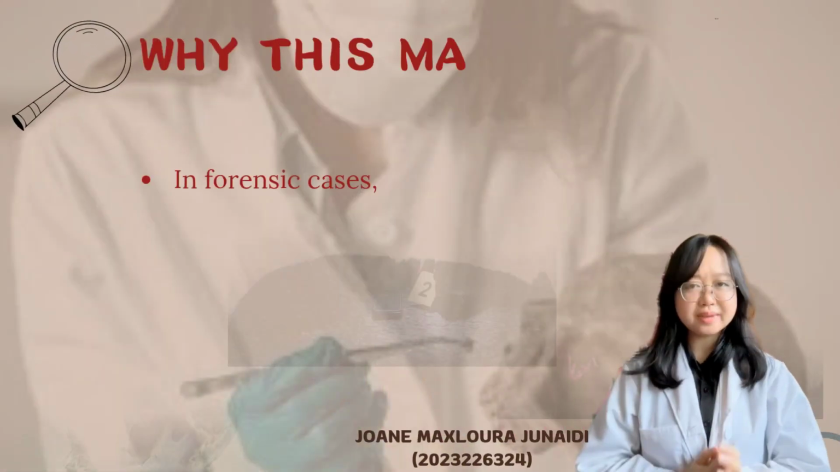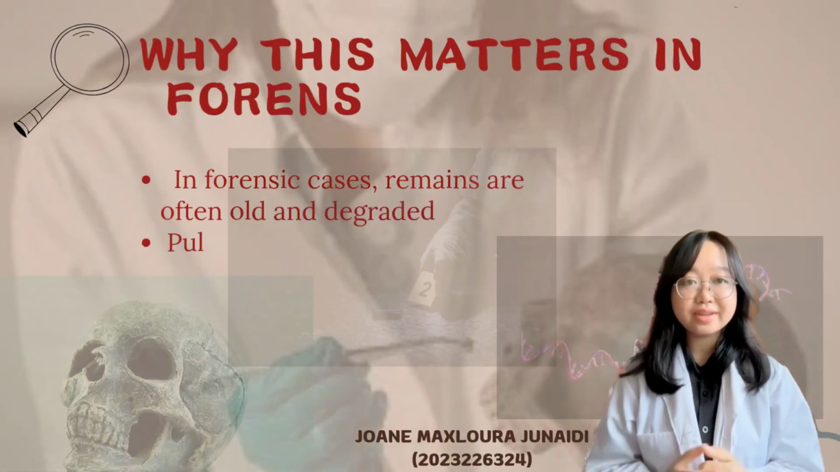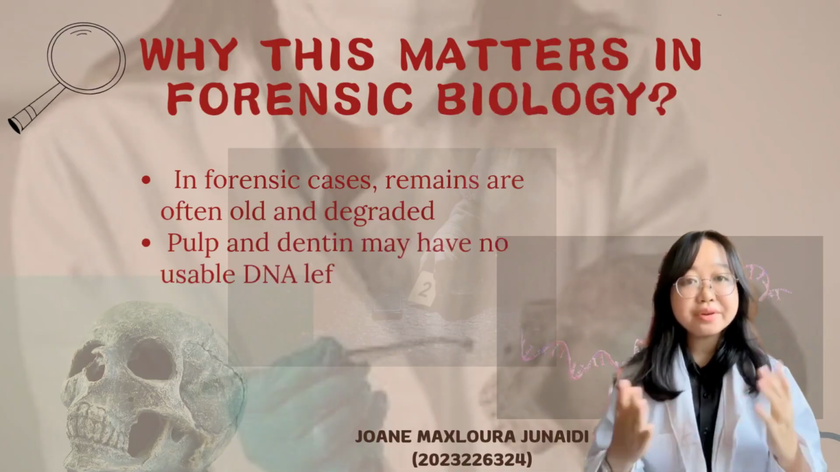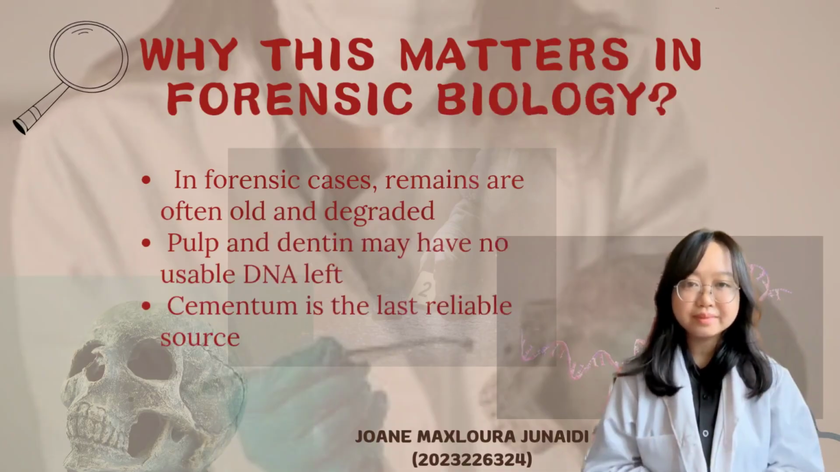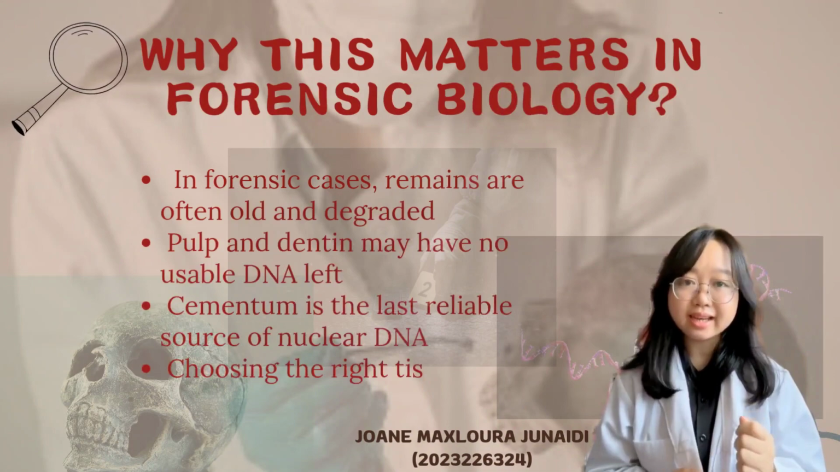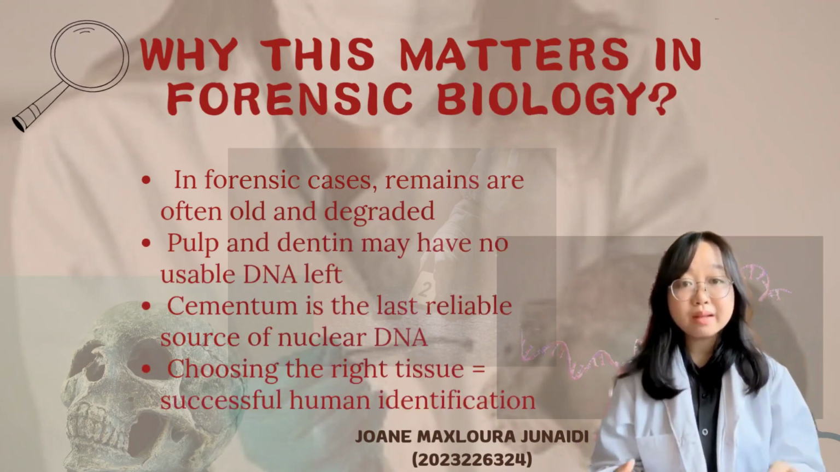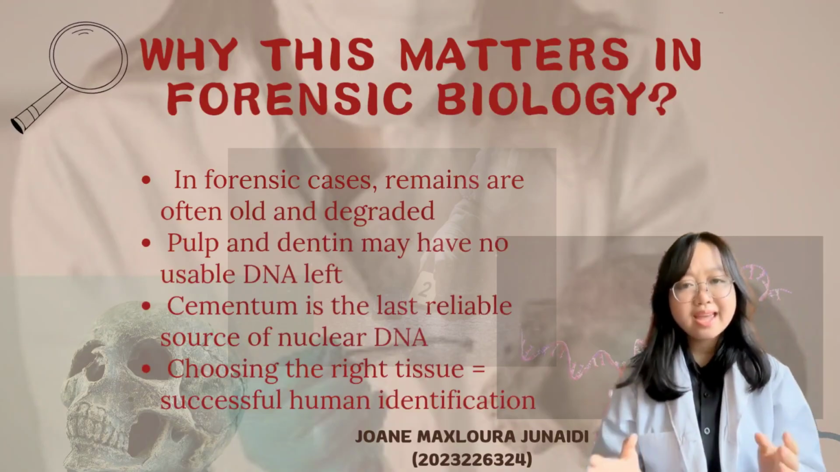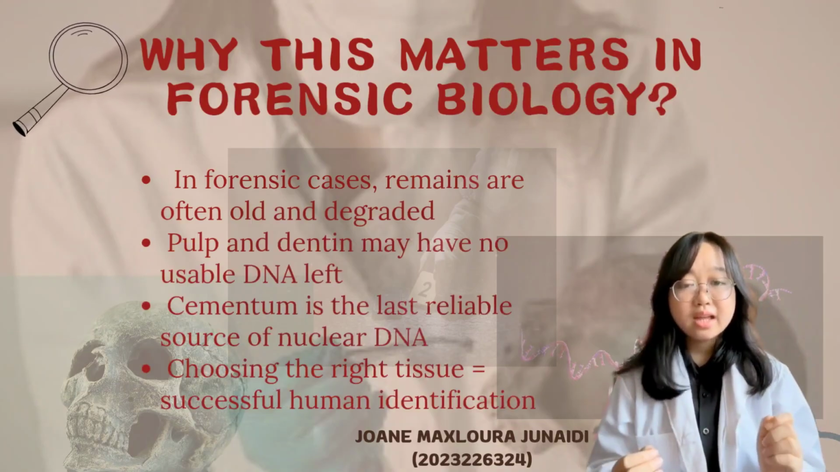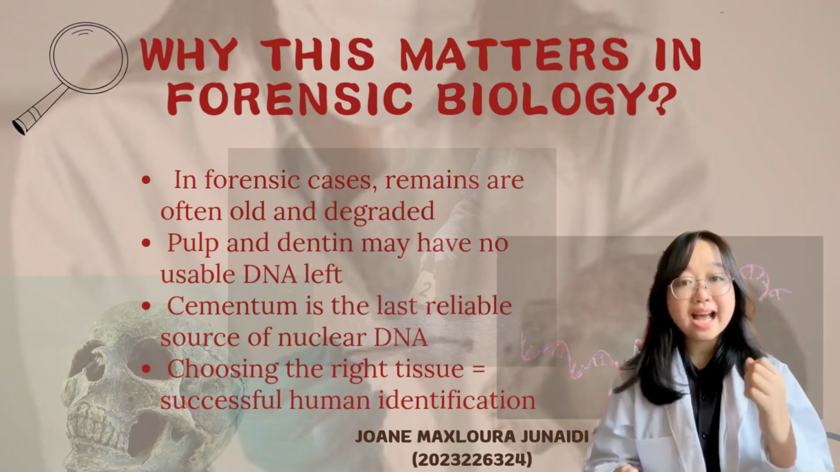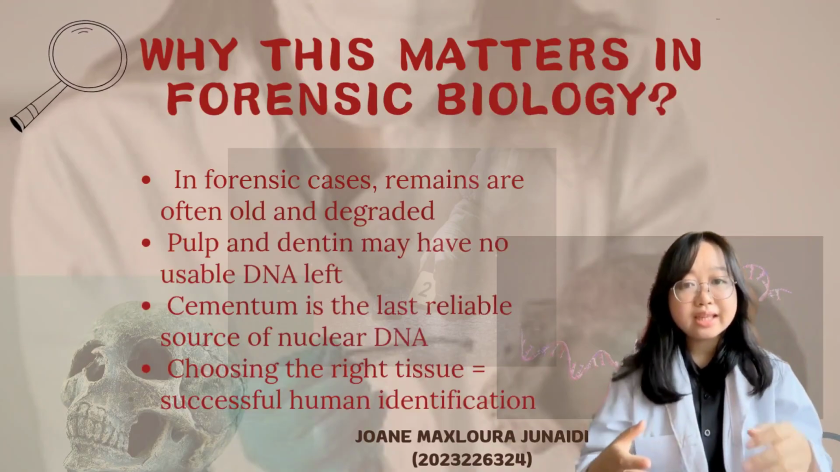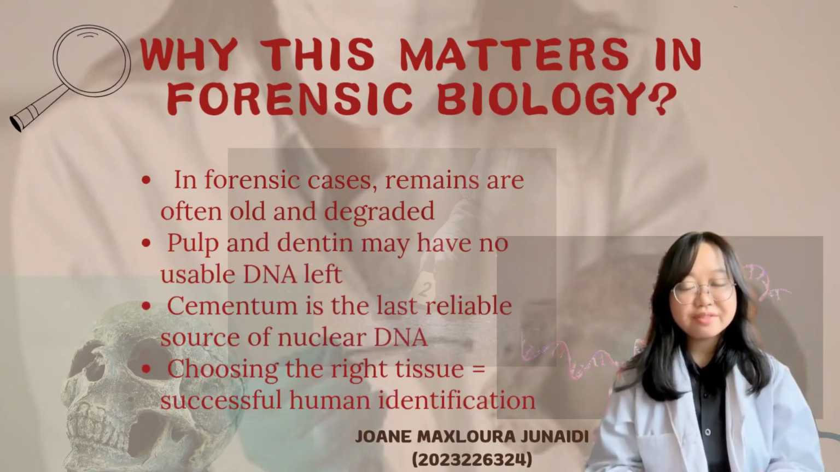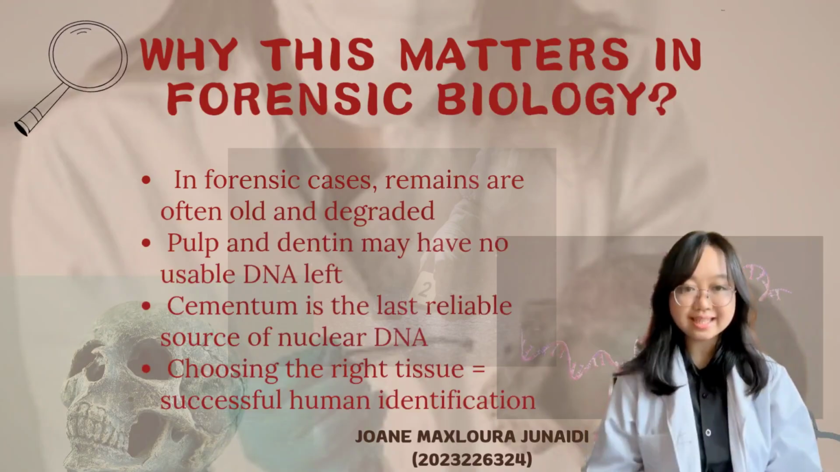So why does all of this matter? In real forensic cases, disaster victims, war casualties, missing persons, the remains are often old and severely degraded. By that point, pulp has decayed, and dentin yields nothing useful. Cementum becomes the last and only reliable source of nuclear DNA available for identification. And that choice, knowing which tissue to target, is what determines whether a family finally gets answers about their missing loved one or whether the case goes forever unsolved. In forensic biology, the right tissue makes all the difference.